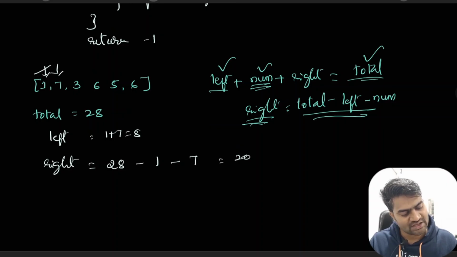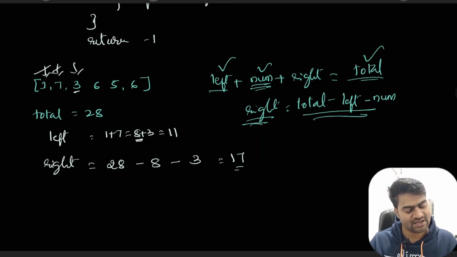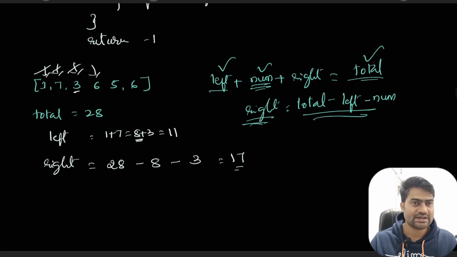Okay. Then I will move to next number which is 3. So now if I am at 3, then I will subtract this 8 from 28, then the current number 3. So it is 17. Now if you see, 8 and 17 are not equal. Now what I will do, I will add this number here, 8 plus 3, it is equal to 11. Okay. Then I will move to next number.